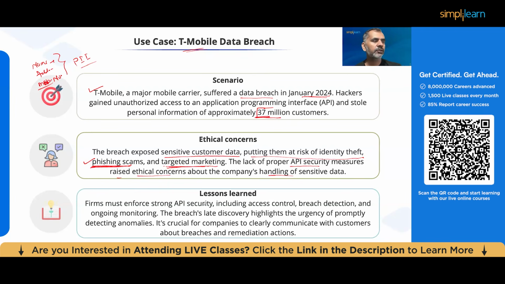So what is the lesson learned in this incident? Firms must enforce strong API security. Obviously, a weak interface allows unauthorized access, and in that sense, you may lose customer information. So you have to enforce strong API security measures that include access control, breach detection, and ongoing monitoring. And whenever any kind of breach happens, it should shut down the system as well. The late discovery of the breach highlights the urgency of promptly detecting anomalies, and it's crucial that companies clearly communicate with customers about breaches and remedial actions. That needs to be taken care of.